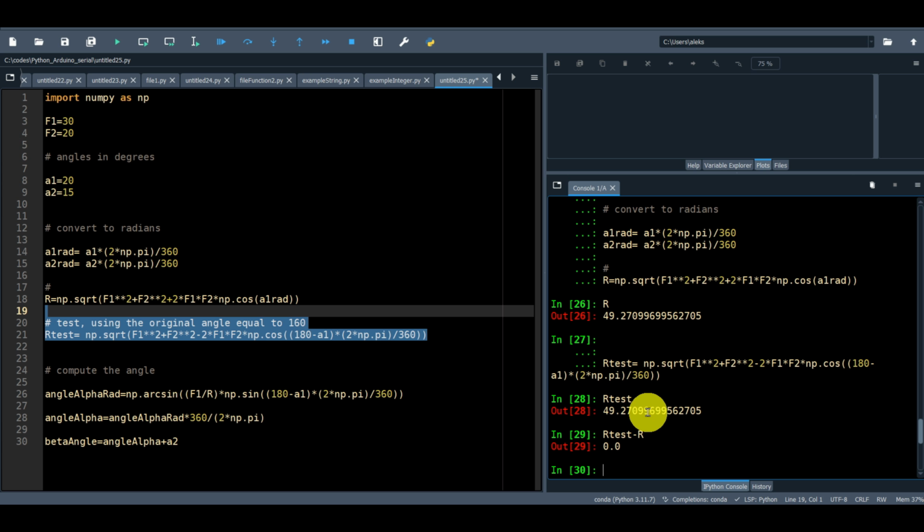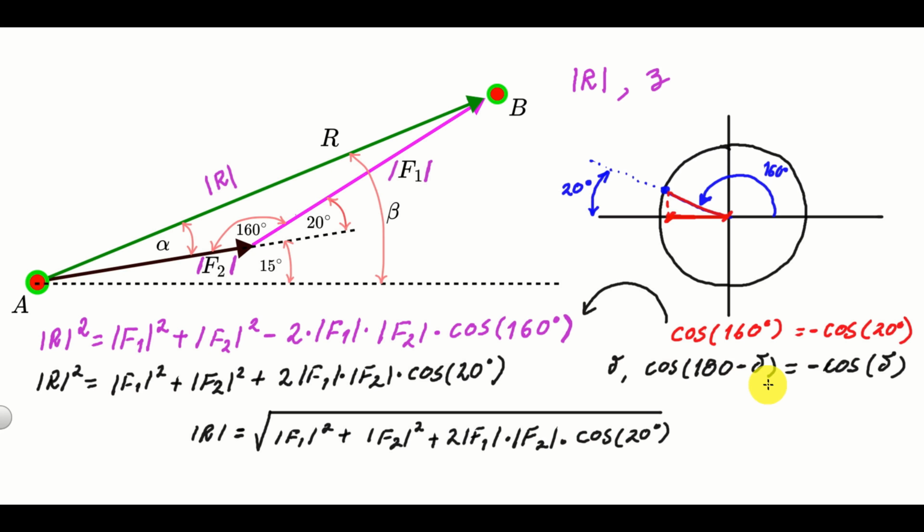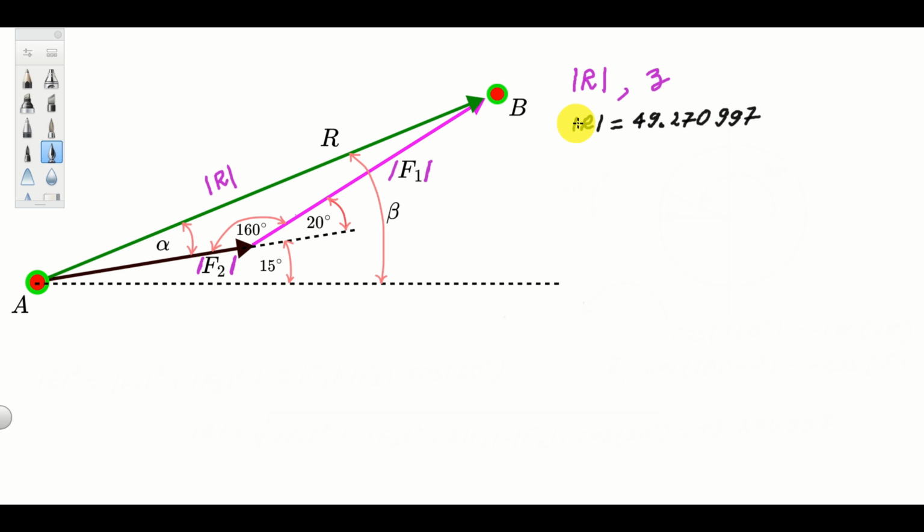Okay. So the result is 49.270997. So let's write this value over here. The intensity of R, once you substitute all the values, is 49.270997. Here is the intensity of the force R once more. The next step is to compute the angle beta. To compute the angle beta, we will first need to compute the angle alpha, and then we will add 15 degrees to the computed angle alpha to obtain the angle beta.